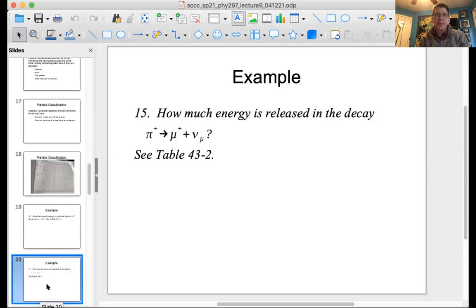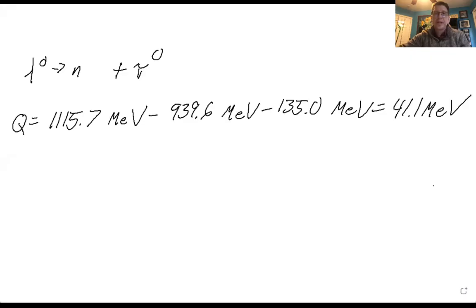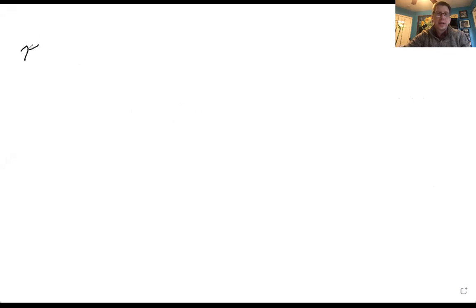So let's do another example. How much energy is released in the decay of a pi plus, so a positive pi meson or pion becomes a positive muon plus a muon neutrino. So let's again set this up. So that's an anti-muon, and then the muon neutrino that goes with it.